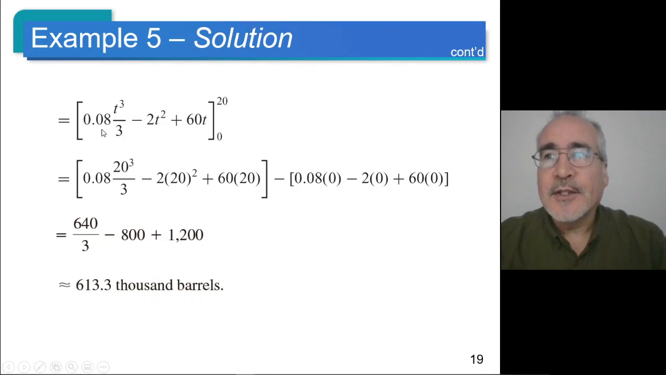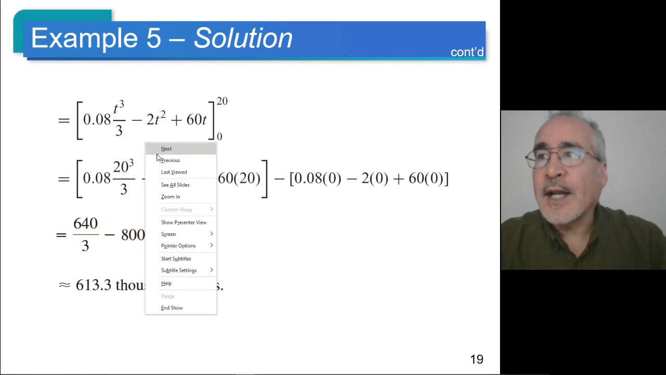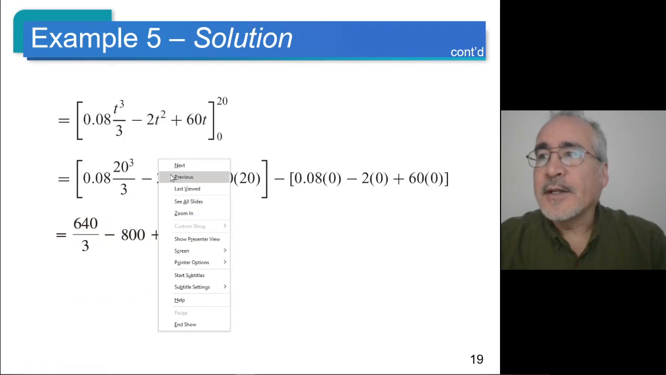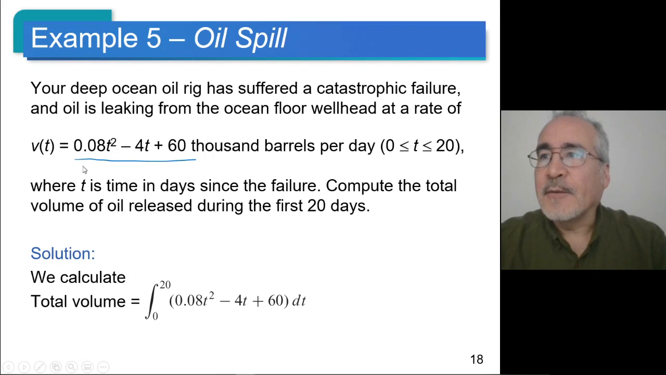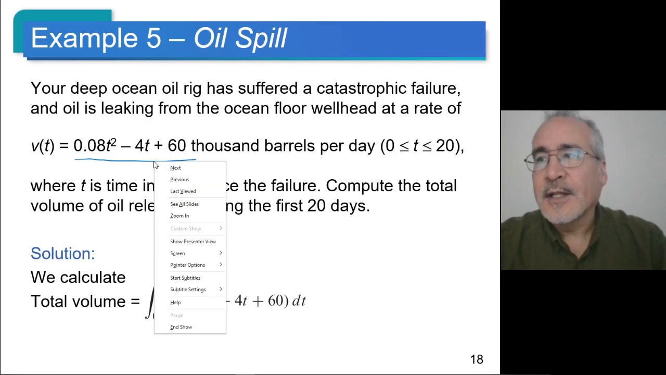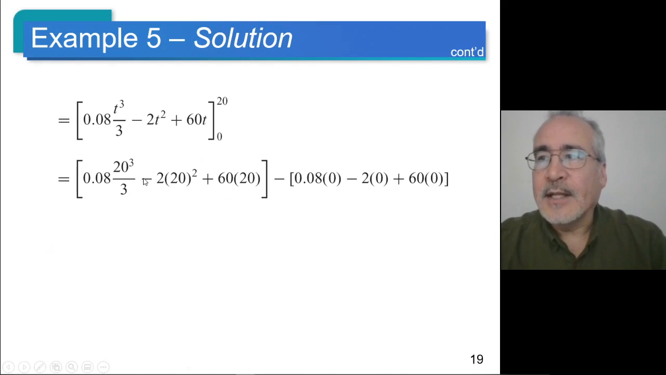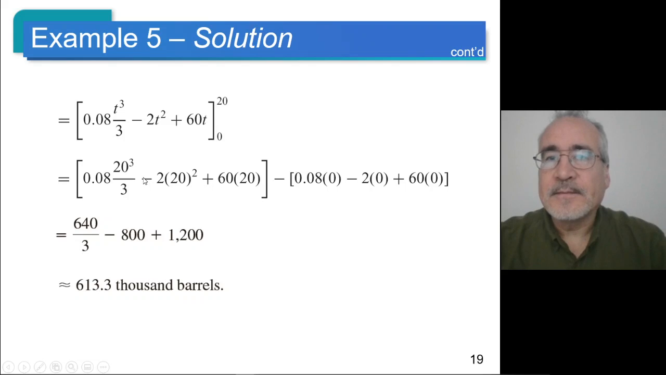We also could have graphed not this function. If we were going to do this graphically, remember, let's get all the way back there. We would have had to graph the derivative function, and then we would have found the area under that curve from 0 to 20, and we would have found that it was this value. Okay, and I'll let you do that.